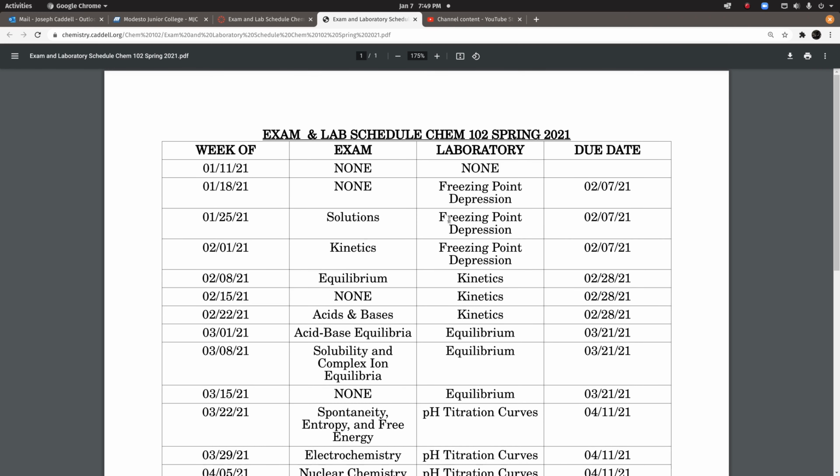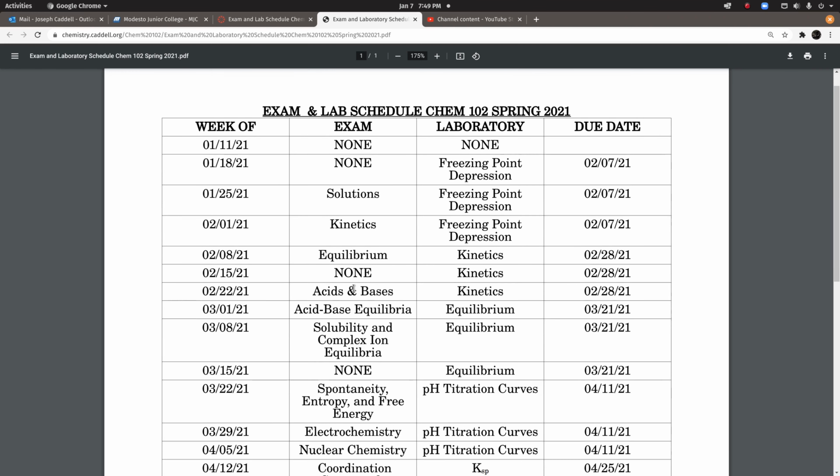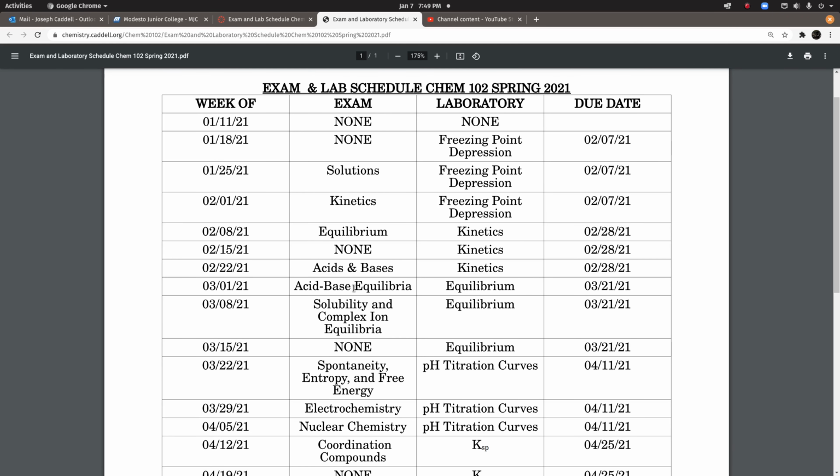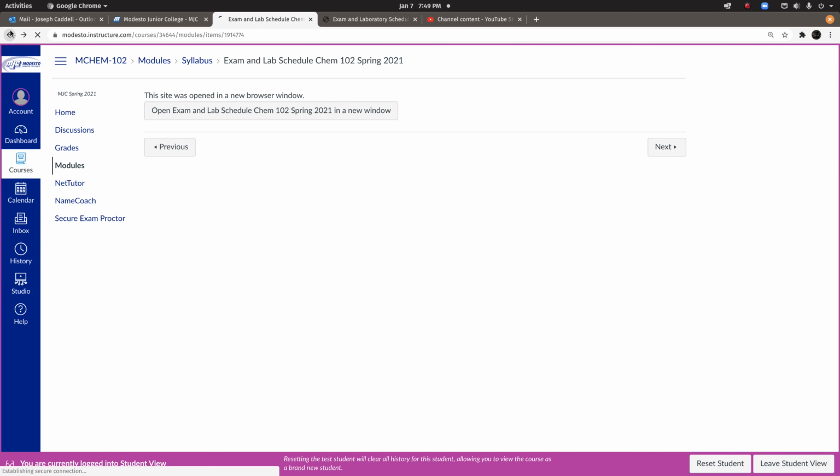So this tells you what's going on. This has how you know when things are due and what we're doing that week. So that's the lab and exam schedule.